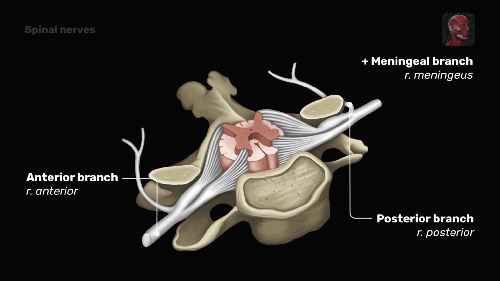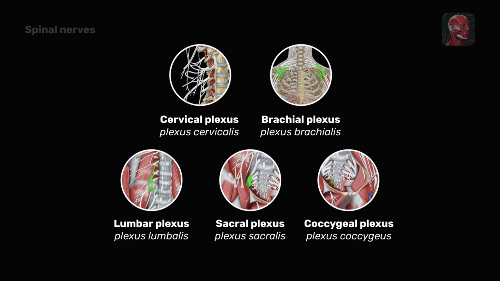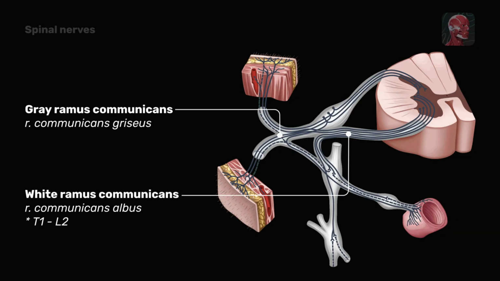Each spinal nerve is divided into 3 branches: anterior, posterior, and meningeal branches. The anterior rami interconnect with each other, forming the nerve plexuses which give rise to the peripheral nerves. The white and gray rami communicantes are responsible for relaying autonomic signals between the spinal nerves and the sympathetic trunk.